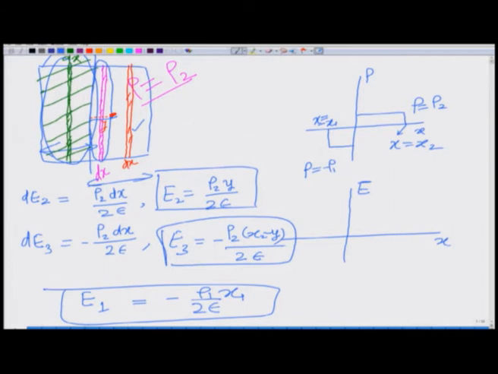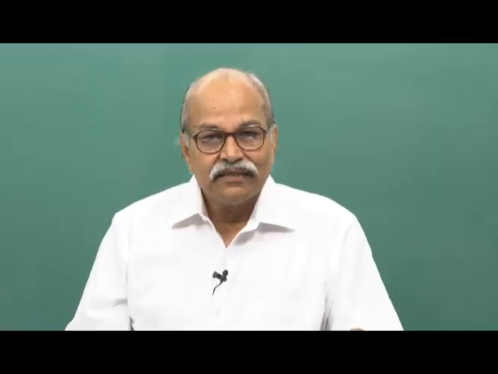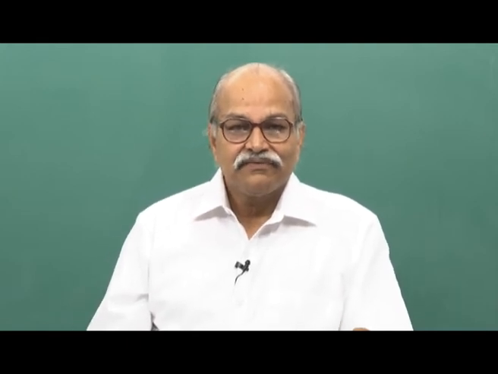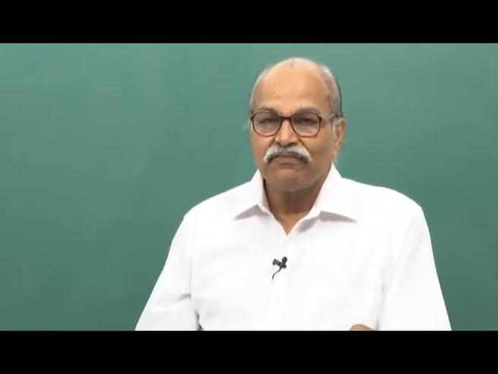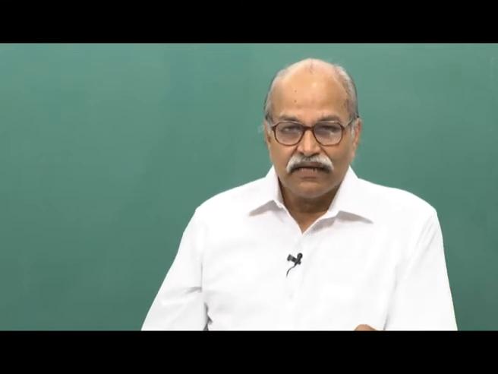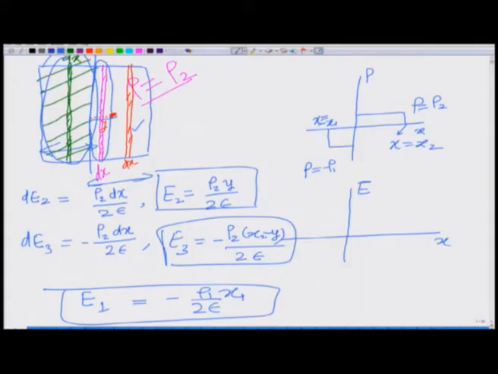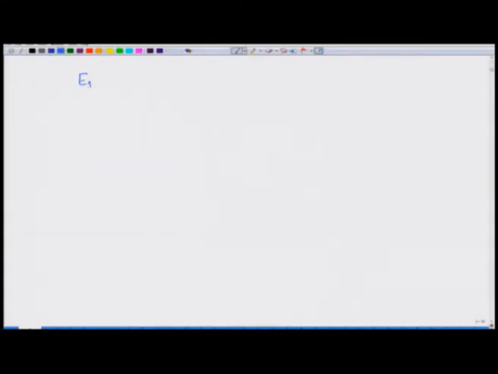You have to add all these three to get the final electric field at that particular point, which is at a distance y from the junction towards the right. So, how much is that? Can we add it? E1 plus E2 plus E3, E is equal to this, and that is minus rho 1 times x1 divided by 2 epsilon.